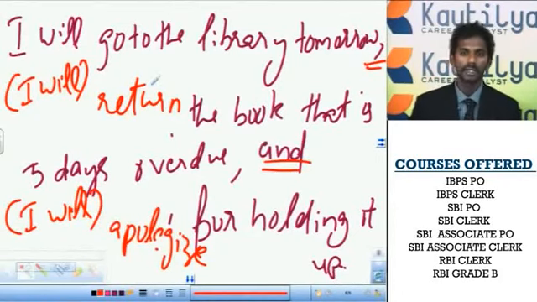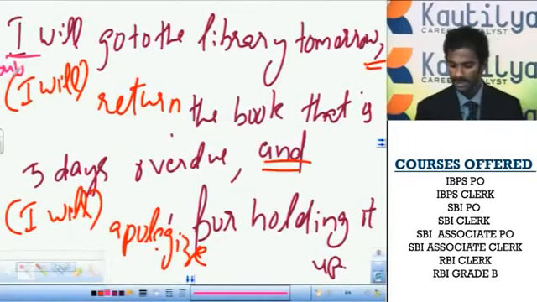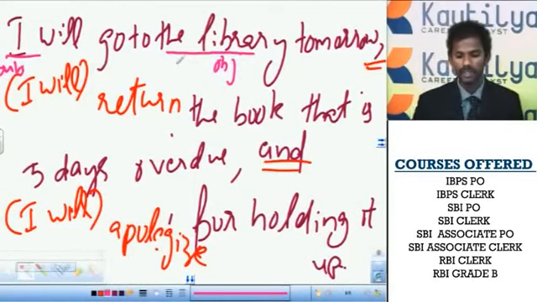Now we have to think about clause and voice. Come to the first idea. I will go to the library tomorrow. Subject is I. Object is library, right? Predicate is go to the library tomorrow. So I is a subject, library is the object, predicate is will go to the library tomorrow. So that is a part of a sentence containing a subject and a predicate. So I can say that is a clause, right? So here the first idea is a clause. As I said, if one idea is a clause, all the others must also be clauses.